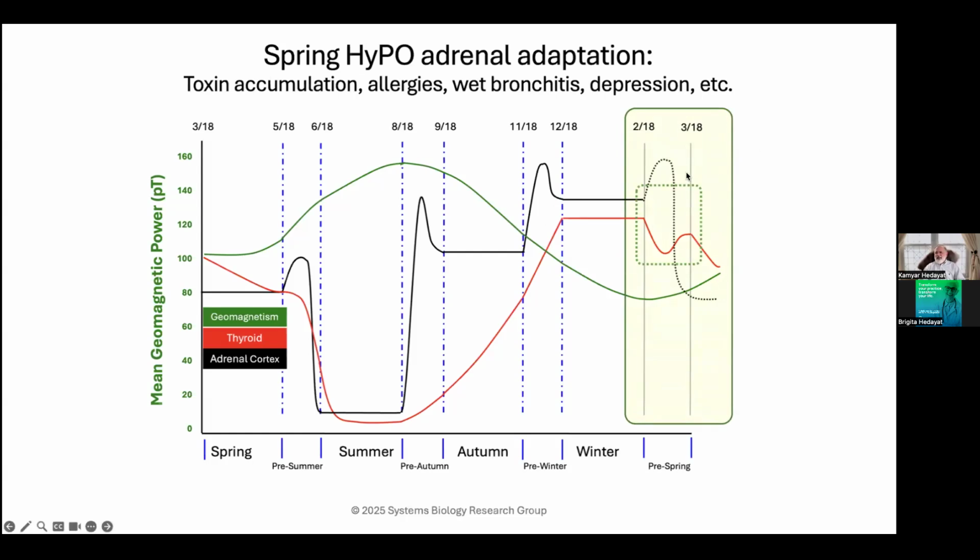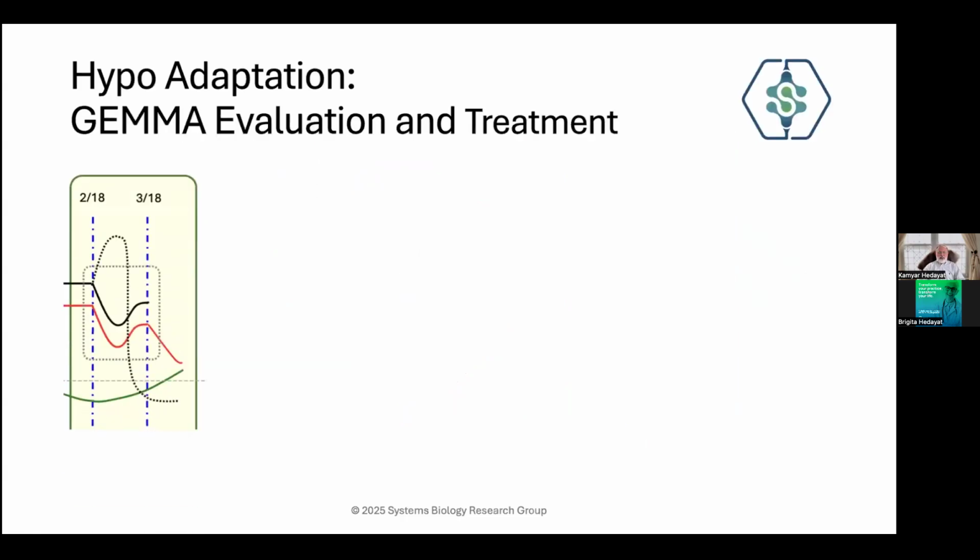The dotted line represents what should have happened. Okay, this is physiologic. We would have expected this bump up and then a drop. But instead, we see this. We see a drop in adrenal activity that slightly recovers. Okay, so we don't have this ability to start to mobilize the toxins. So here's a close-up of what we just looked at. Again, this would be physiologic, the dotted line. This is what's actually happening.